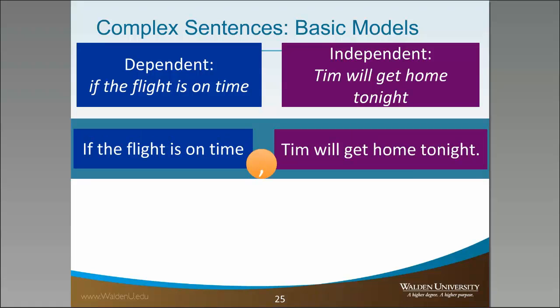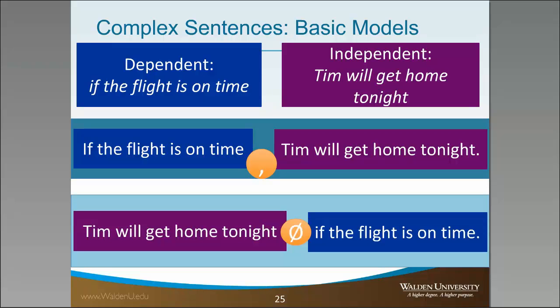By following our two formulas, we could put the dependent clause at the beginning: "If the flight is on time, Tim will get home tonight." Or we can switch it around and say, "Tim will get home tonight if the flight is on time." Notice, no comma needed.